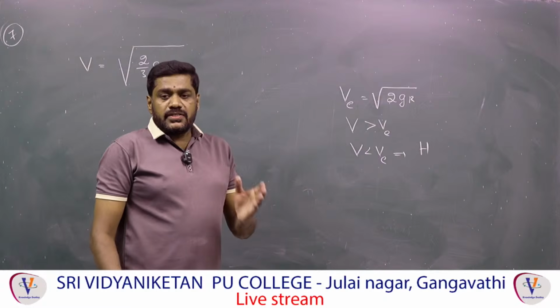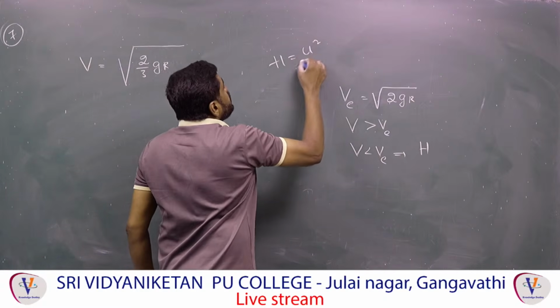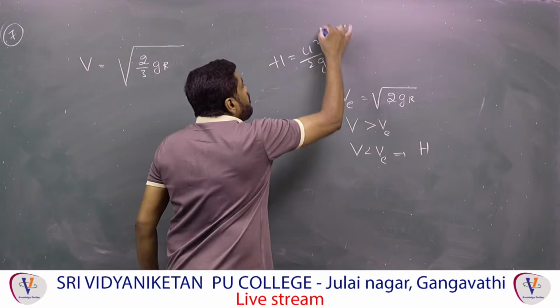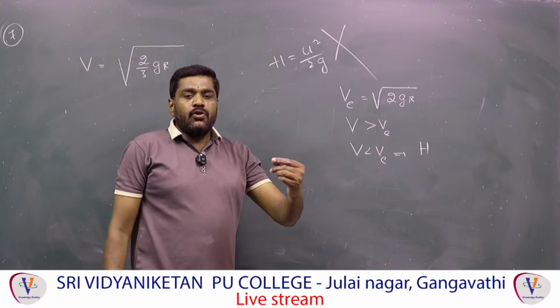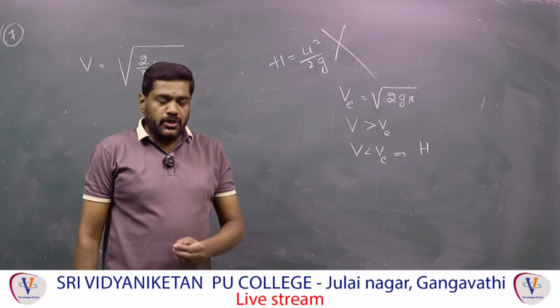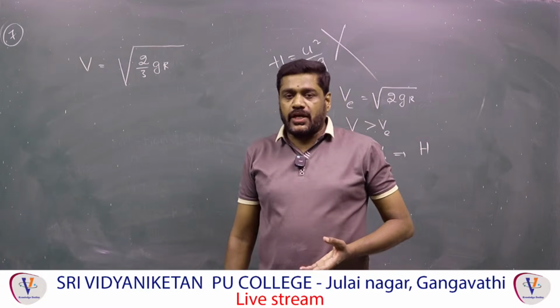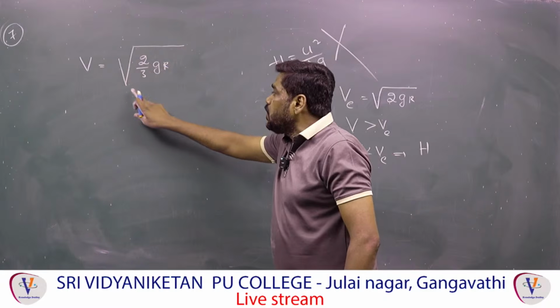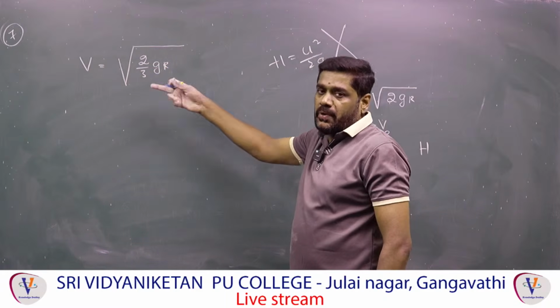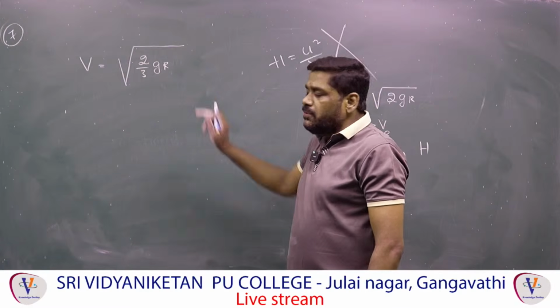Generally, whenever we discuss maximum height, we remember the formula H is equal to U square by 2G. But this formula is not valid here. This formula is applicable only for smaller speeds, like 20 meter per second, 50 meter per second, at least up to 100 meter per second we can use. But here the velocity is very, very huge, in kilometer per second, not meter per second. That's why this is a very big value.